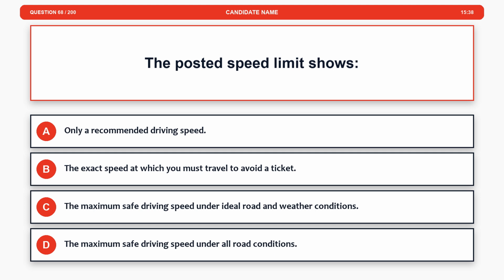Option A, only a recommended driving speed. Option B, the exact speed at which you must travel to avoid a ticket. Option C, the maximum safe driving speed under ideal road and weather conditions. Option D, the maximum safe driving speed under all road conditions.